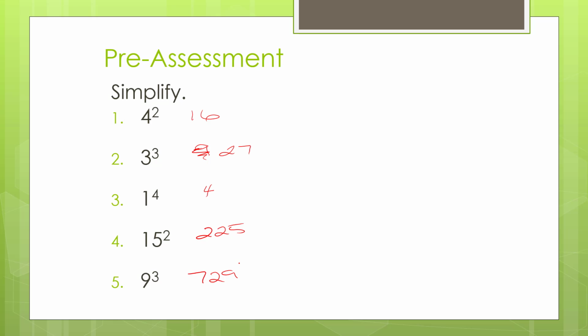Now this should all be a review of what we should already know with exponent laws, because in elementary your first introduction to exponents would have been expanded form, writing that out as 4 times 4. Writing this out as 3 times 3 times 3. Writing this out as 1 times 1 times 1 times 1. 15 times 15. 9 times 9 times 9. Now that we're in middle school, we just do it a little bit more intuitively. We don't need to write it out. We just know that 9 cubed is 9 times 9 times 9.